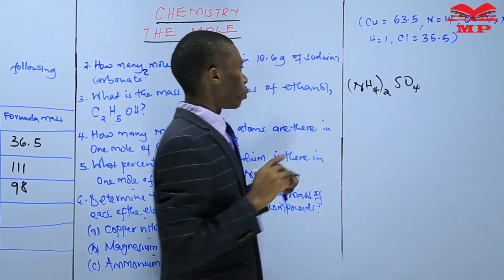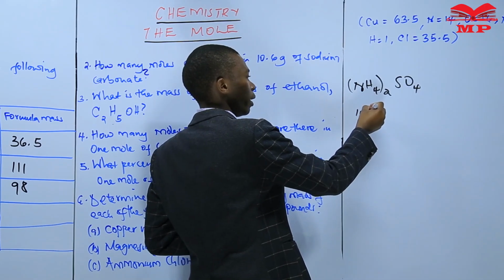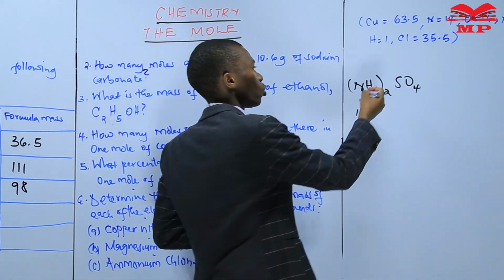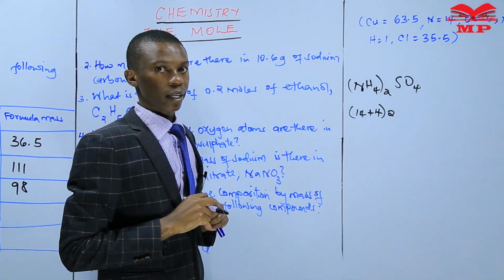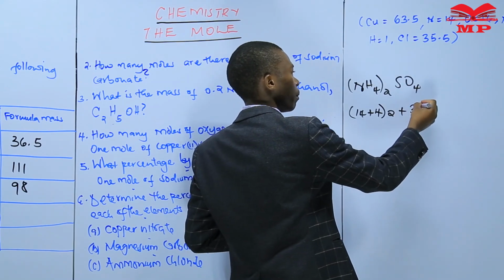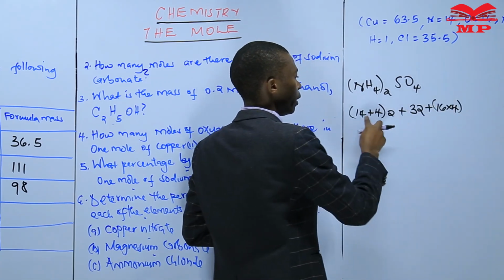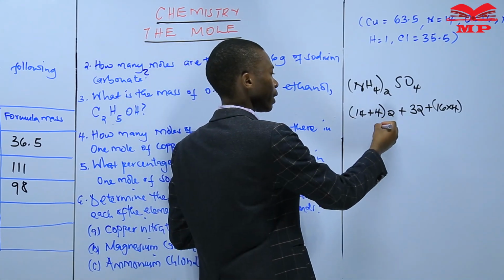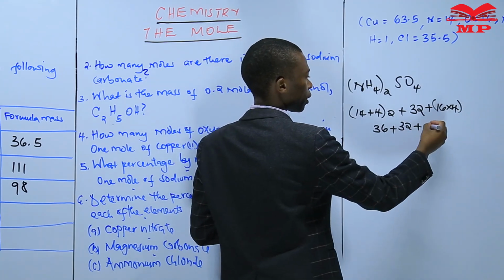The relative formula mass will be: nitrogen has a mass of 14, plus hydrogen has a mass of 1, and there are 4 atoms. Therefore, this will be 1 times 4, that is 4. This now you multiply by 2, the 2 which is just outside. And you add sulfur has a mass of 32 plus oxygen has a mass of 16, therefore 16 times 4. This is 14 plus 4 is 18. 18 times 2 is 36 plus 32 plus 16 times 4 is 64.